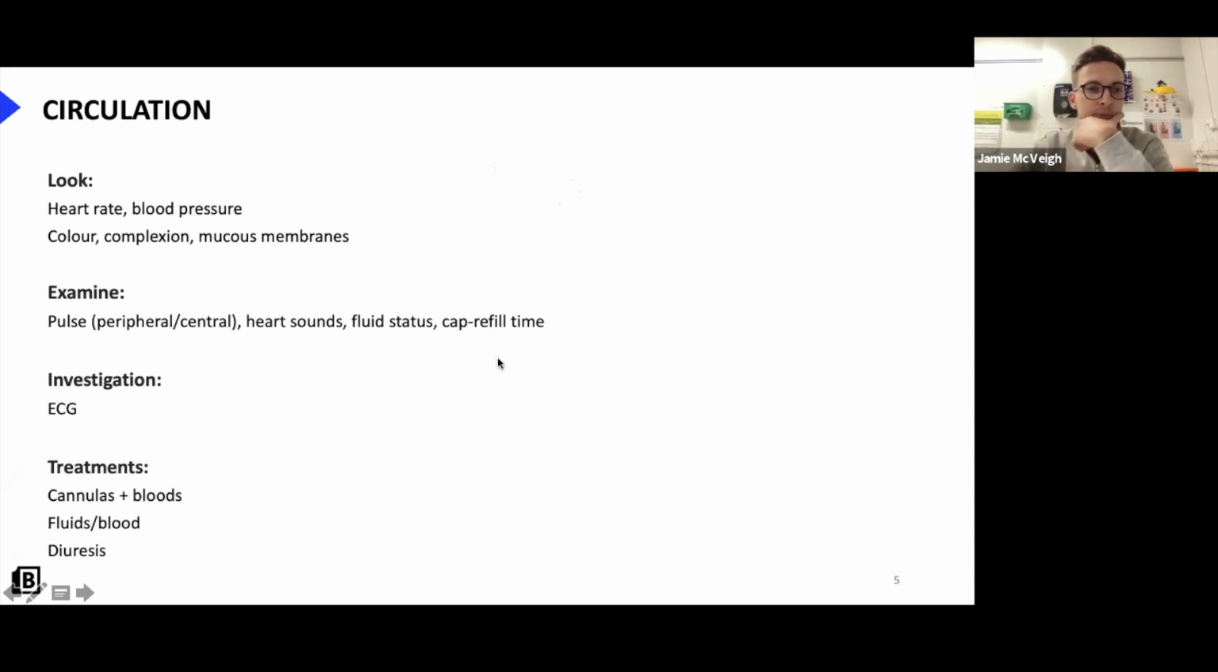Fine. Sorry, everyone. And then get an ECG on them. Very, very useful, okay, in all patients, particularly if they're tachy or if they're hypotensive. And then treatment. Once you get to the end of the C, get a couple of cannulas in, take some bloods off the cannulas, and give them some fluids if they need it, okay? And if they're overloaded, think about diuresing them, all right?